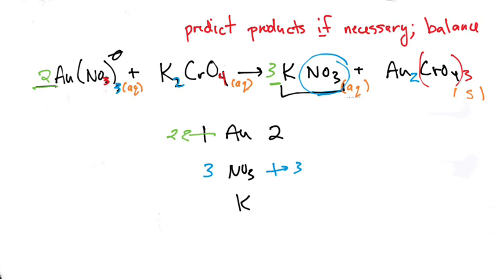Potassium on the left, 2. Potassium on the right, 3. We've got the coefficient that we've changed. Okay. Do those balance? Nope. So again, I need to come up with a number that allows them to balance. What number is going to allow 2 and 3 to balance?